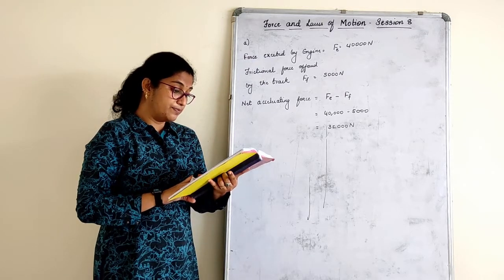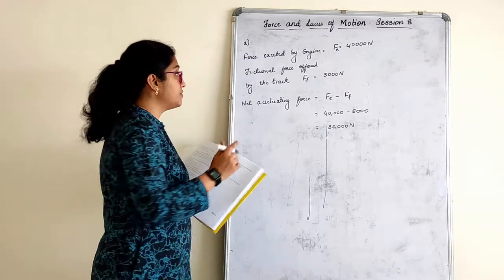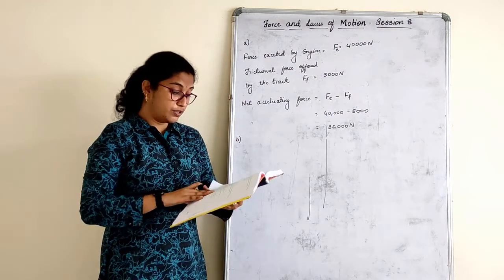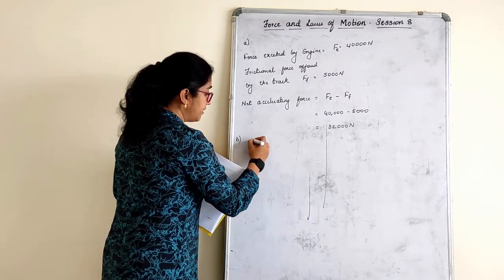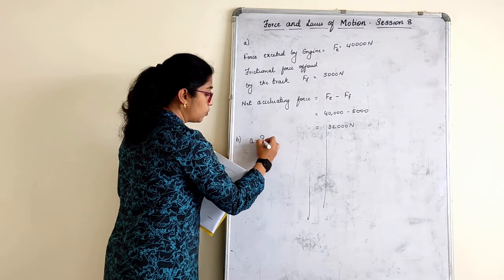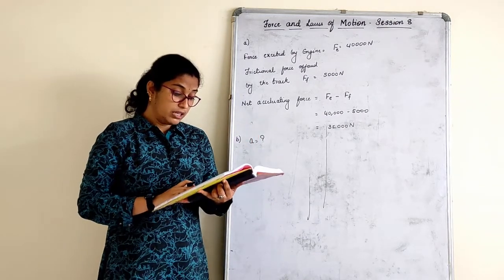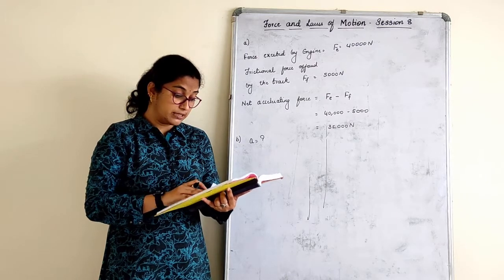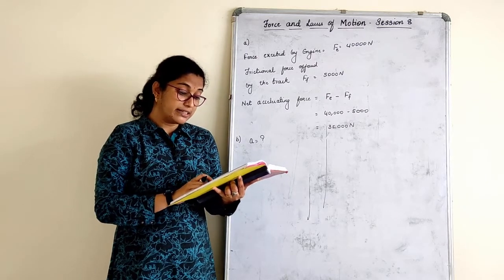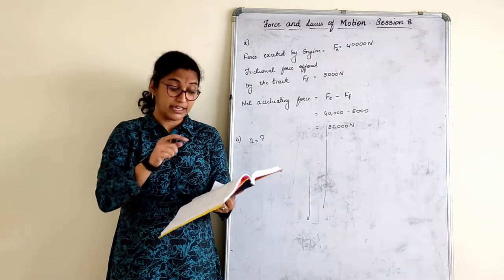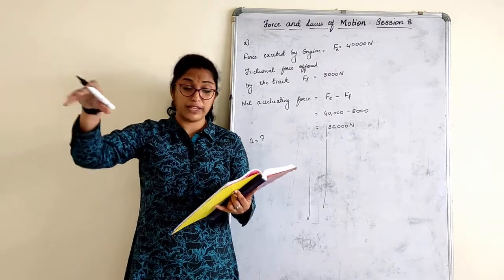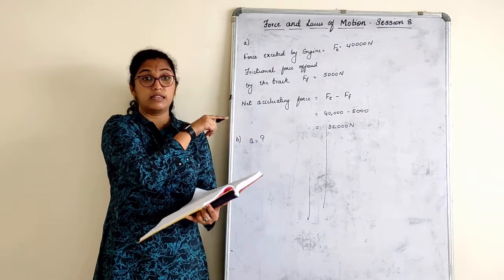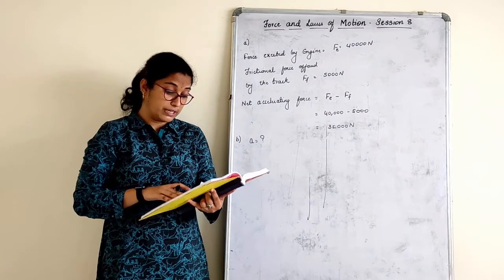Look at the next one. What have they asked? Acceleration of the train. B part. What is the acceleration of the train? So a we have to find. I will just write here a, question mark. What is the force exerted by the engine? That is very important here. And what is the accelerating force on the wagons? That we have also calculated, because that is the net accelerating force totally.